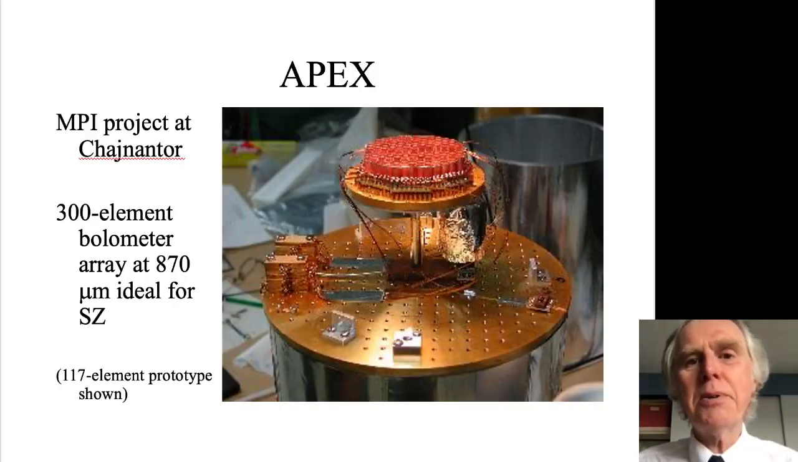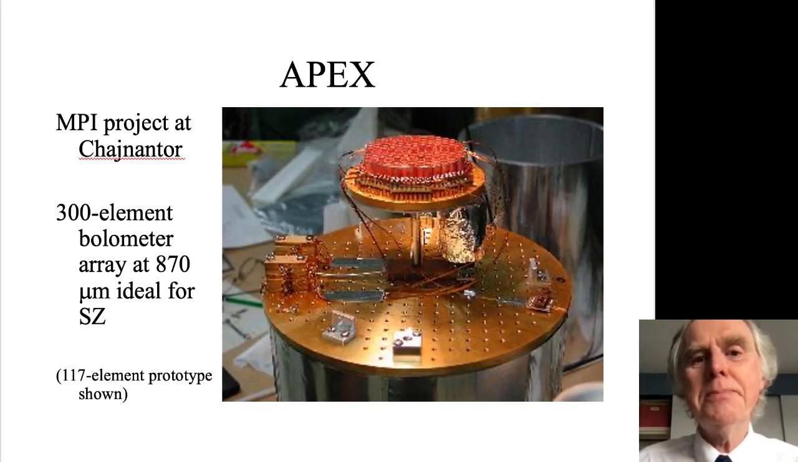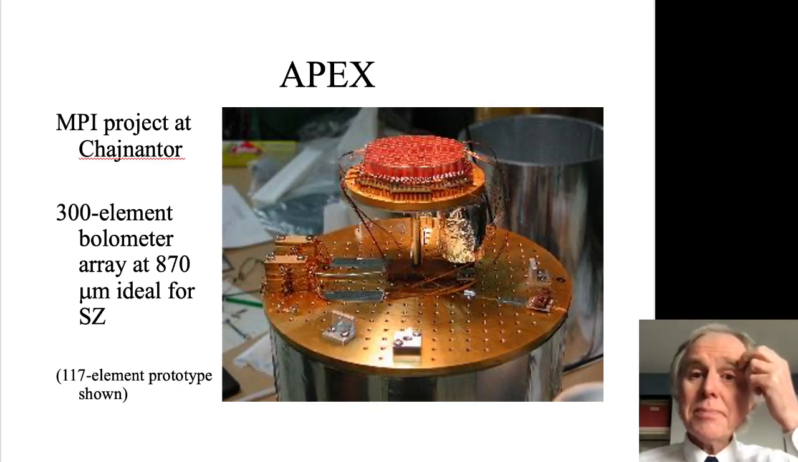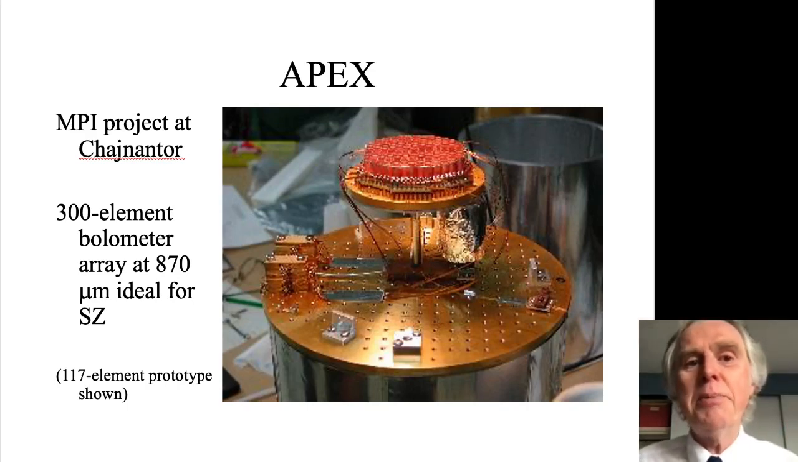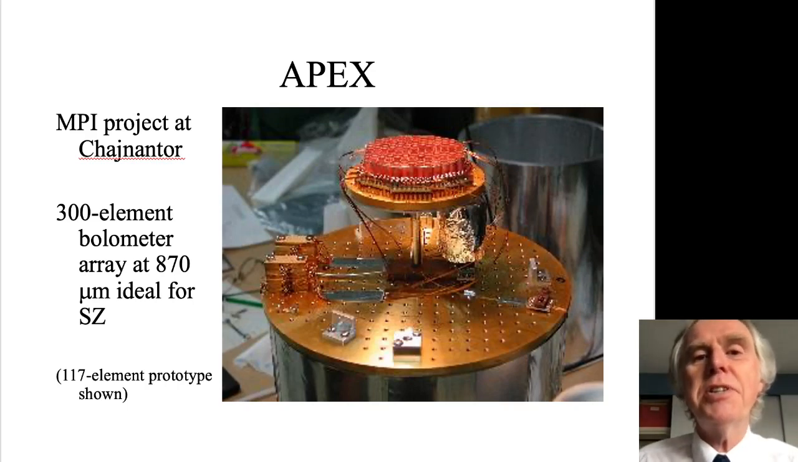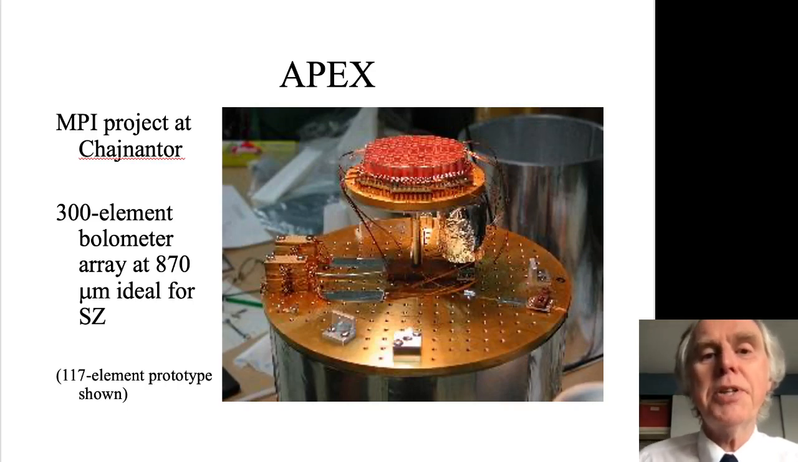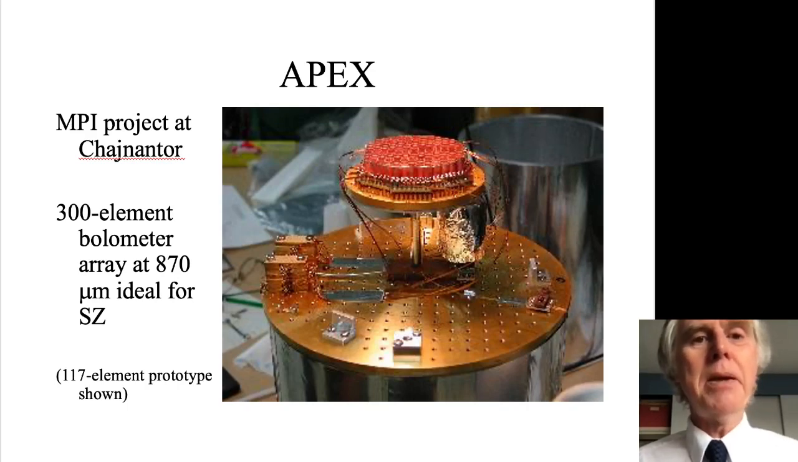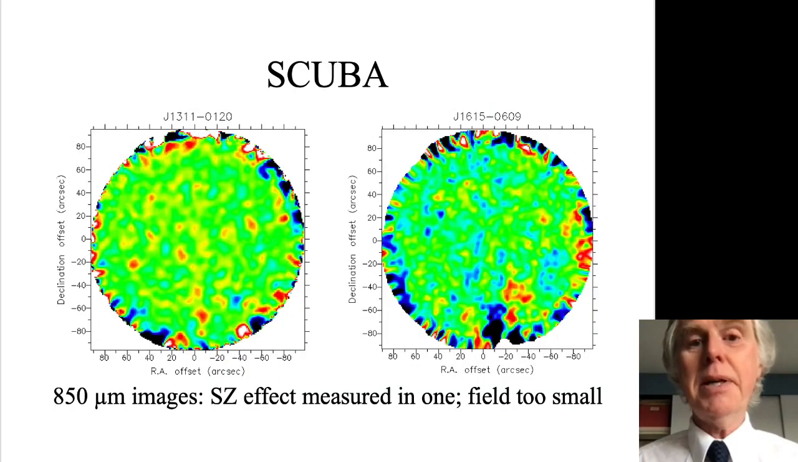What does a bolometer array look like? Well, this is the interior of a bolometer array under construction, where there are a lot of single horns being put together on a cold plate. Those are those reddish things at the top. This was going to be a 300 element bolometer to go at Chajnantor in a project run by the Max Planck Institute. This is a prototype for the Apex 300 element bolometer. It worked at 0.87 millimeters and could make SZ effect measurements.